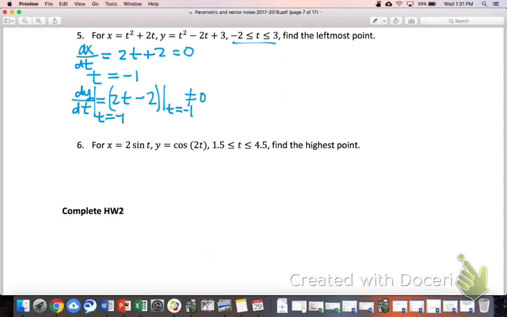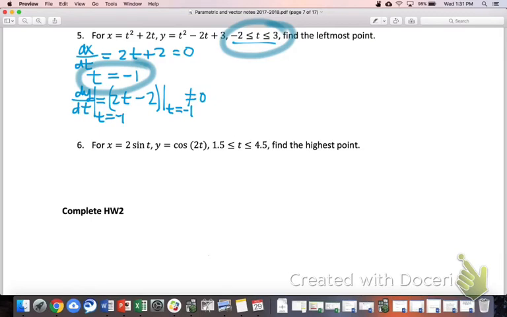So then what do I do? Like I've got my two candidates that are endpoints, and then I've got my t equals -1, which is my other candidate. What do I actually do with those candidates to decide which one is going to be where the leftmost point happens? Say it. Plug them into x and y to get points. Yeah, plug them into x and y.